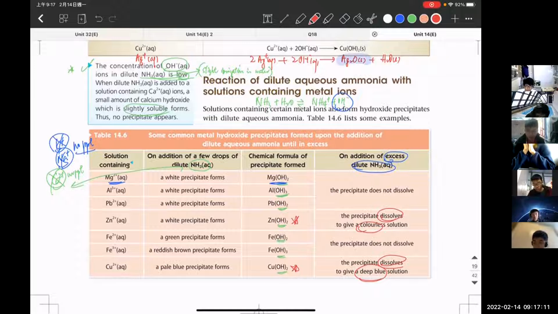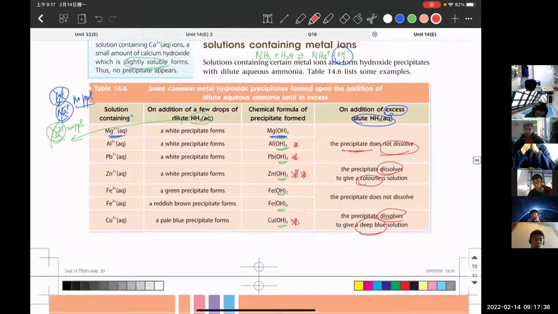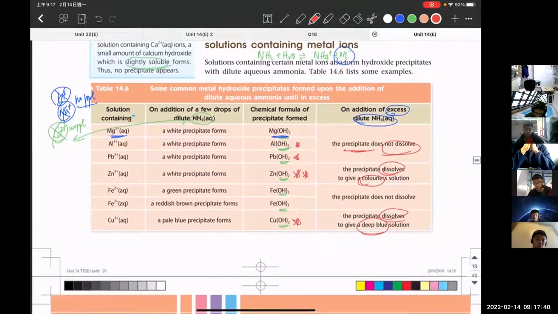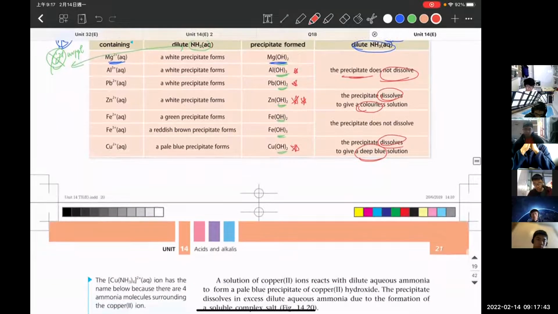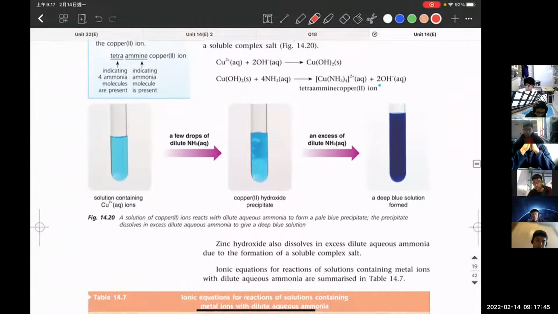Now, even though the observation is the same, the equation is different. It's a very special case. How about the other two? We have got aluminium hydroxide and lead(II) hydroxide, where you see that the precipitate does not dissolve. Okay, can you see that? So I would like to draw attention to these four equations. Okay, it is quite different. So I would like to draw attention to the complex formation.